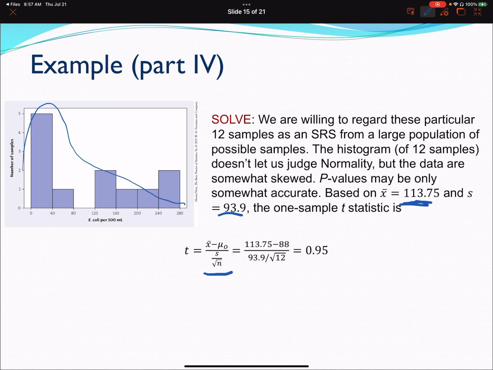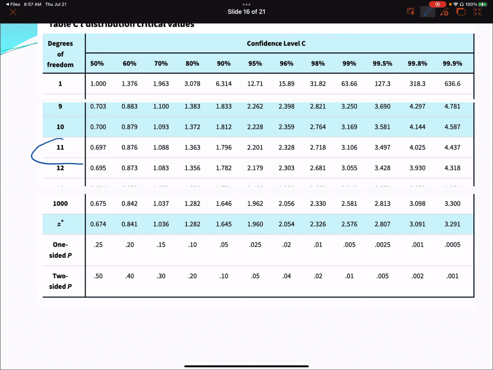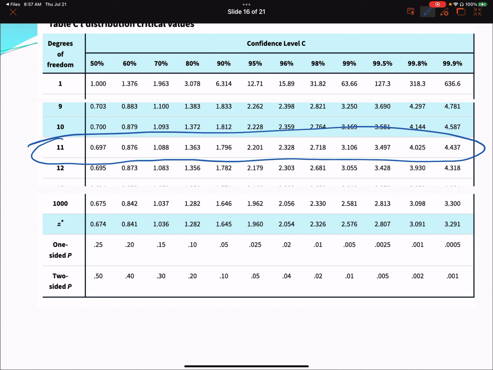That's my t value for this data set, okay? So we want the p-value for t equals 0.95. That's the area to the right of 0.95 in the t distribution with degrees of freedom n minus 1 equals 11. So we need to go to a t-table. We know that our degrees of freedom was 11. We need to look in here, right? And 0.95 falls right here, between 70 and 65, so our area in the one-tailed P is in between there.